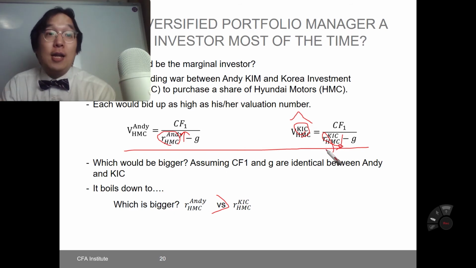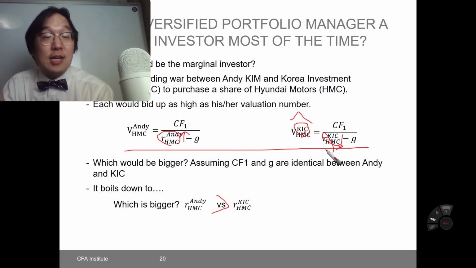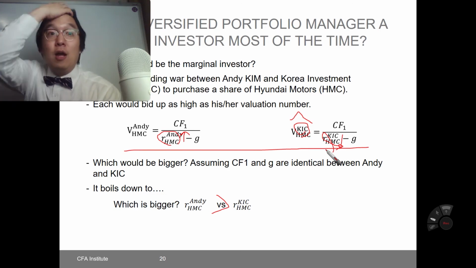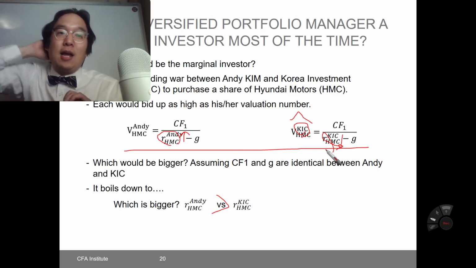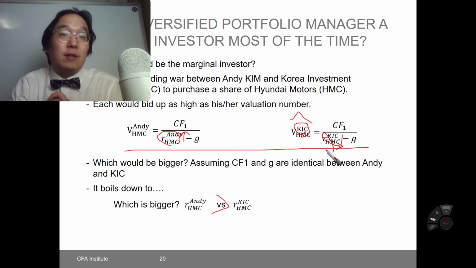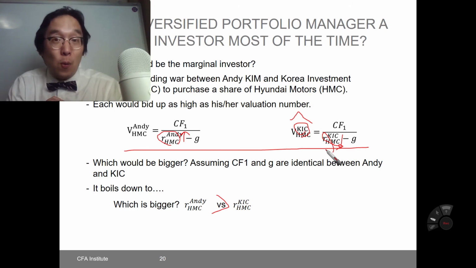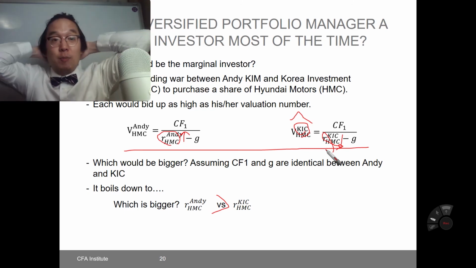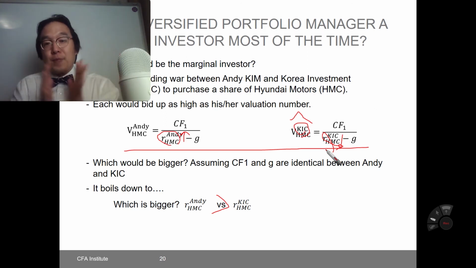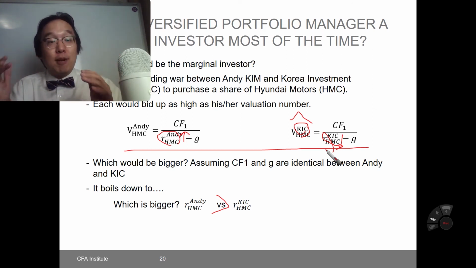So if I, Andy Kim, go into a bidding war with KIC, and both of us are rational and doing this kind of DCF, would I ever be able to beat them and buy Hyundai Motor stock in competition with KIC? No. So KIC will be setting the price, and they will be giving the best value-estimate-based price that they charge. So that's the basic idea: they will be the price setter.